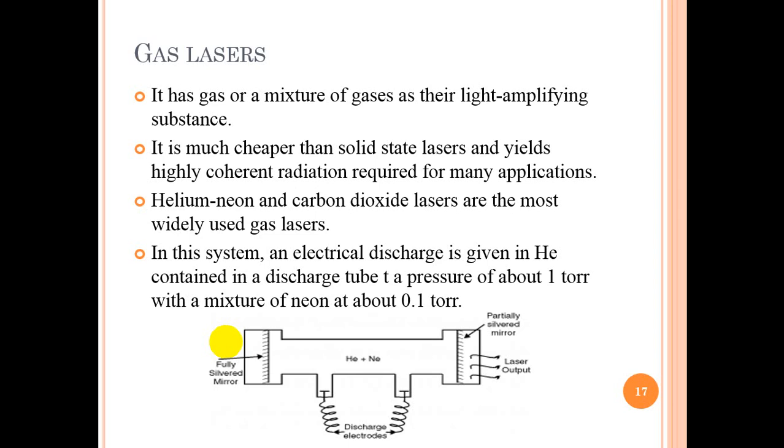A narrow diameter glass tube containing a mixture of helium and neon gases at about 10 mm of mercury is used for excitation. Excitation takes place in the discharge tube. A high DC voltage, about 2 to 4 kV, is applied from the power supply for excitation in the discharge tube. The resistance limits the current.